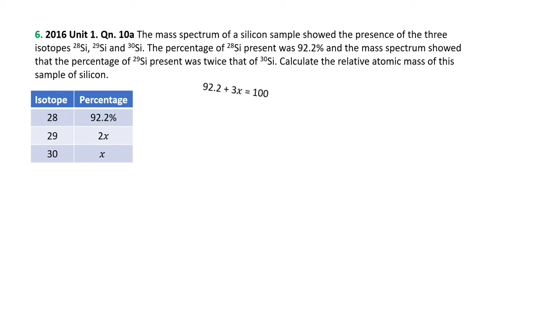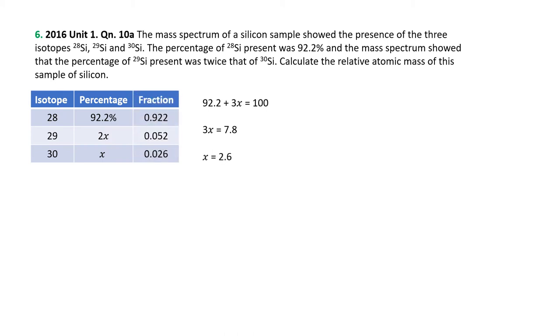All of these have to add up to 100. So 92.2 plus 3x is 100, 3x is 7.8, x is 2.6. Thus the final fractions: 0.922 for 28, 2x, which is 5.2, turn it to a fraction, 0.052, and x, which is 2.6, turn it to a fraction, 0.026. Pop that into the equation, in which for each isotope we take its mass times its fraction, add those together, and we get 28.1.